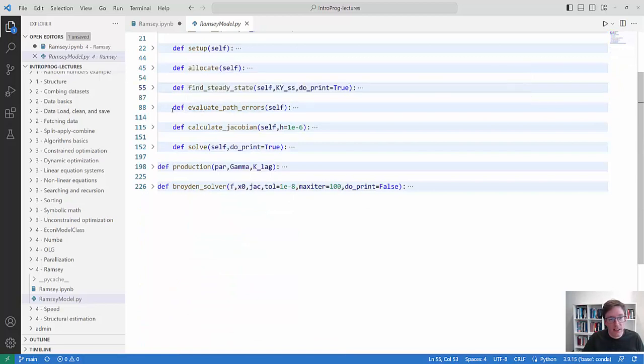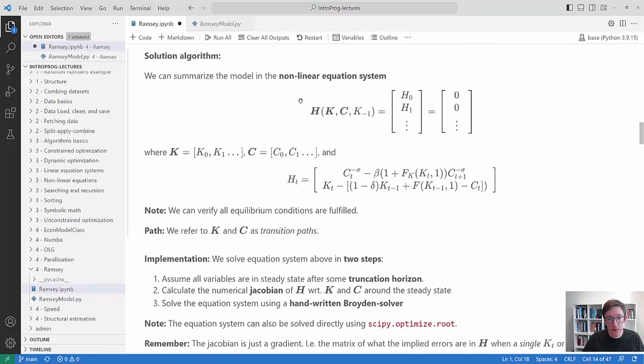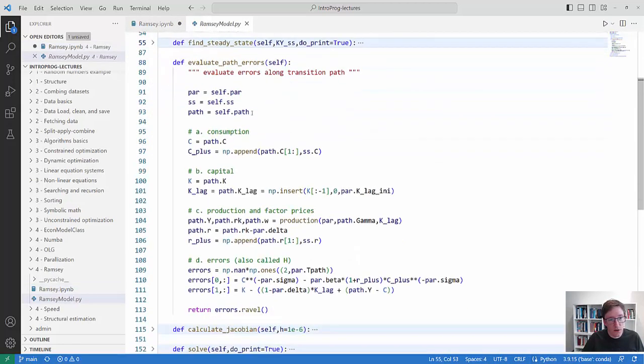Now begins the more technical part of this. If we want to evaluate the path errors, remember what those were? Those were the errors that, when we set up the equation system, there were two errors for each time step, and we want to be able to evaluate this equation system and return those errors. So let's see, how do we do that? Here we pull out the path of C, and we find out what C plus 1 is. So here I take my path not from the first one, but from the second one onwards, and then I add a C at the end. For K, I can take the K out, and I want my K lag to be equal to exactly my K path, not including the last one, but then adding the initial value at the beginning.